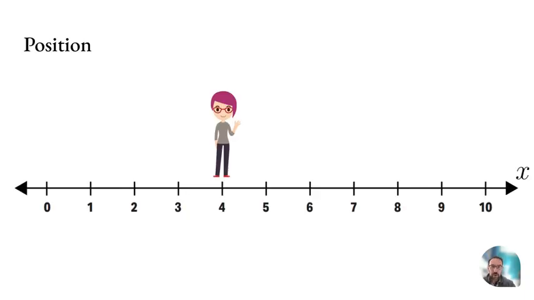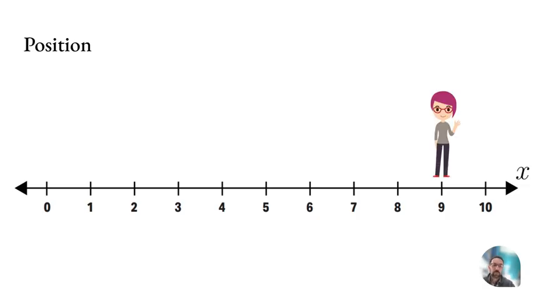Here's Martha. Martha is standing at a location, and we can mark that location and call it 4. X equals 4. I like to think about position as a unique location in space. You can think about it like a number line, in this case, the x axis of a graph. Martha's at position 4. She could move. She could go to position x equals 9.